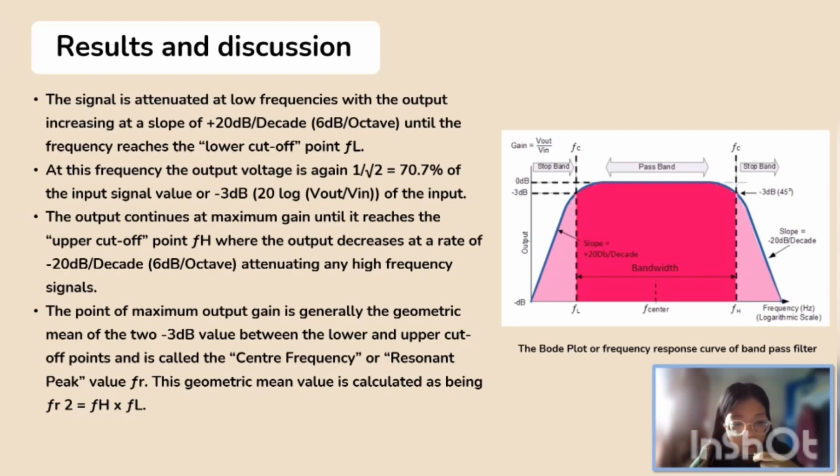The output continues at maximum gain until it reaches the upper cutoff point FH, where the output decreases at a rate of negative 20 dB per decade, 6 dB per octave, attenuating any high frequency signals. The point of maximum output gain is generally the geometric mean of the two negative 3 dB values between the lower and upper cutoff points, and is called the center frequency or resonant peak value FR. This geometric mean value is calculated as FR squared equals FH multiplied by FL.